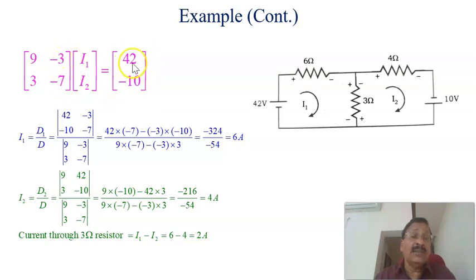So minus 3, minus 7 is replaced by 42 and minus 10, and it becomes 9, 3, 42, minus 10. Calculate the determinant: 9 into minus 10 minus 3 into 42. Similarly, the denominator is 9 into minus 7 minus 3 into 3, and the ratio is equal to 4 amperes. Therefore, the second mesh current equals 4 amperes, and the first mesh current I1 equals 6 amperes. Therefore, the current through this common branch is I1 minus I2, which is 6 ampere minus 4 ampere, equal to 2 ampere.